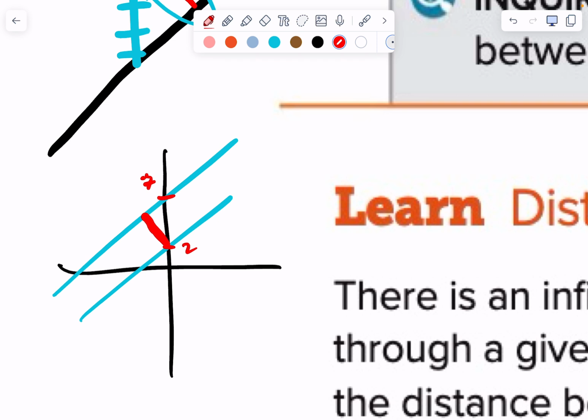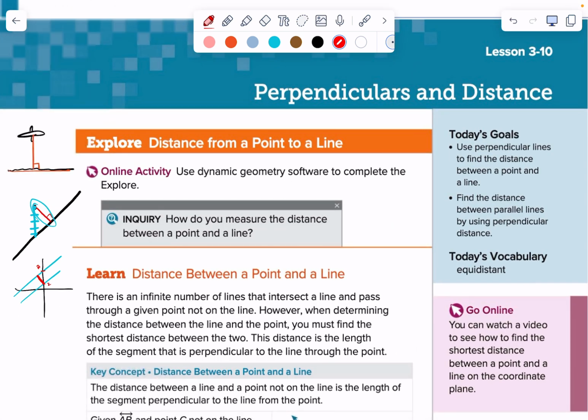Is that going to be more or less than 5 units? Less, right? It should be less than 5 units, because the shortest distance is perpendicular. So we've got to keep in mind that it's not just the vertical distance. It is perpendicular to each one of those lines. Got it? That's the hard part. That's where this gets icky.